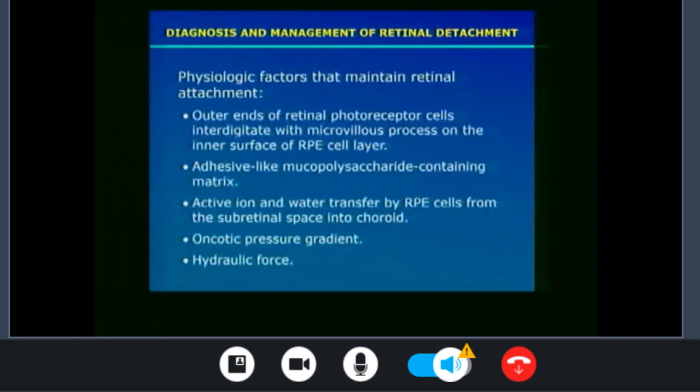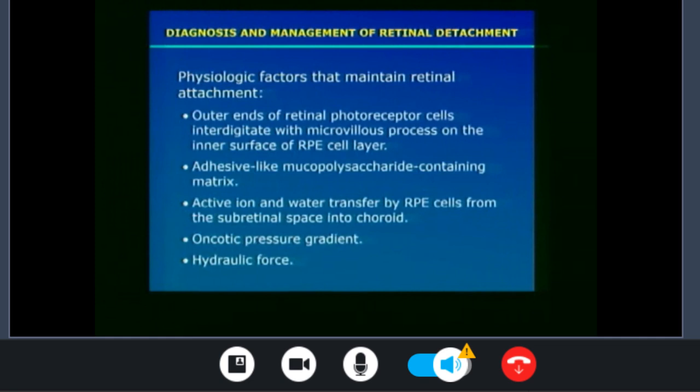There are physiologic factors that maintain retinal attachment. In the past, when I was doing research in bovine eyes, it was not easy to separate the retina from the retinal pigment epithelium because there are forces that keep the retina attached. The outer ends of the photoreceptor cells interdigitate with the microvillous processes on the inner surface of the retinal pigment epithelial layer. There is an adhesive-like mucopolysaccharide-containing matrix adhering the retina to the retinal pigment epithelium. There is also active ion and water transfer by the retinal pigment epithelium from the subretinal space to the choroid.